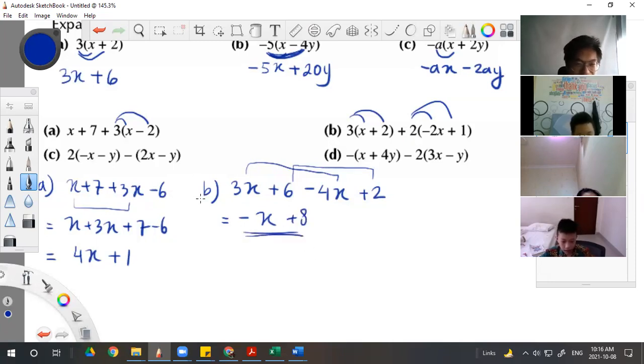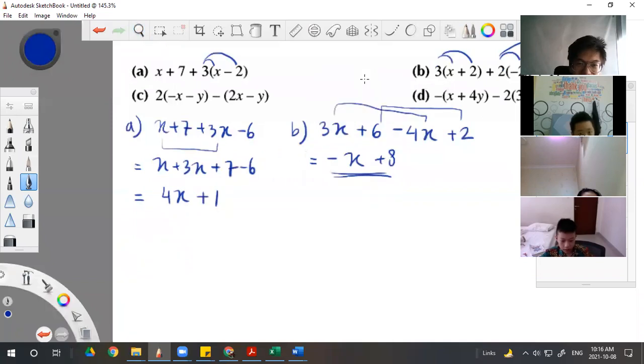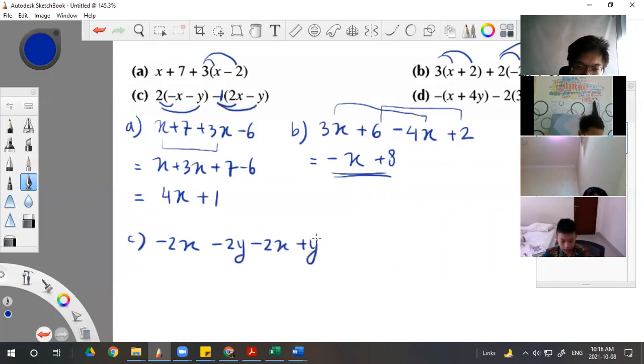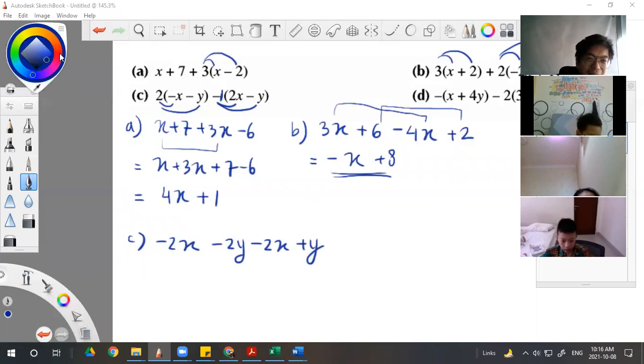And the rest will be quite simple. C. Coba kita lihat yang C ya. Jawabin aja biar cepat. Soalnya masih ada one part. 2 times negative x is minus 2x. Right? 2 times negative y is minus 2y. And then minus 1. Kalau nggak ada 1 ya, artinya negative 2x berarti minus 2x. Minus 1 times minus y plus y. Ya. Jadi gitu caranya, guys. Enak ya belajarnya. So negative 2x minus 2x.